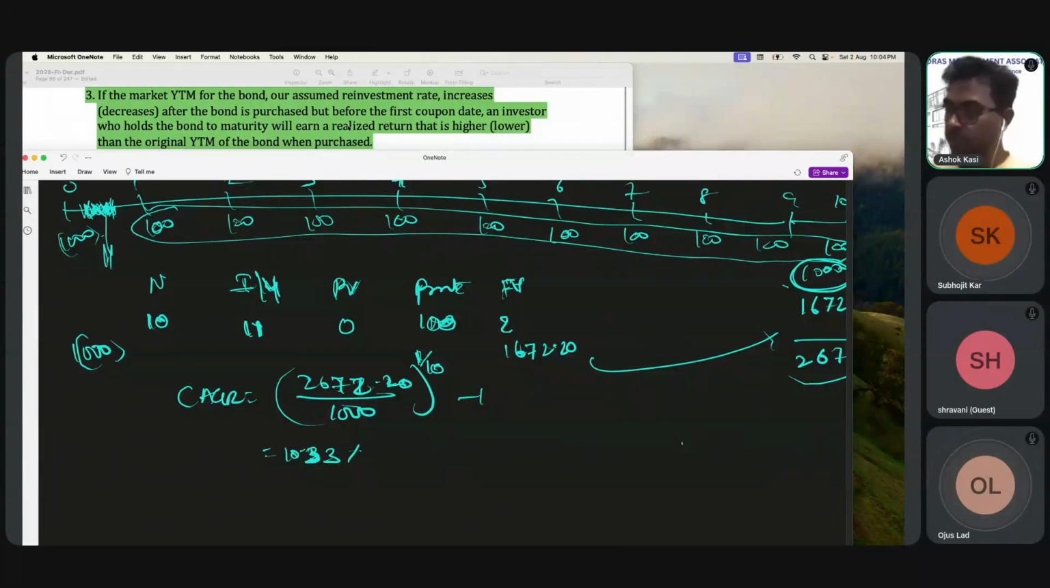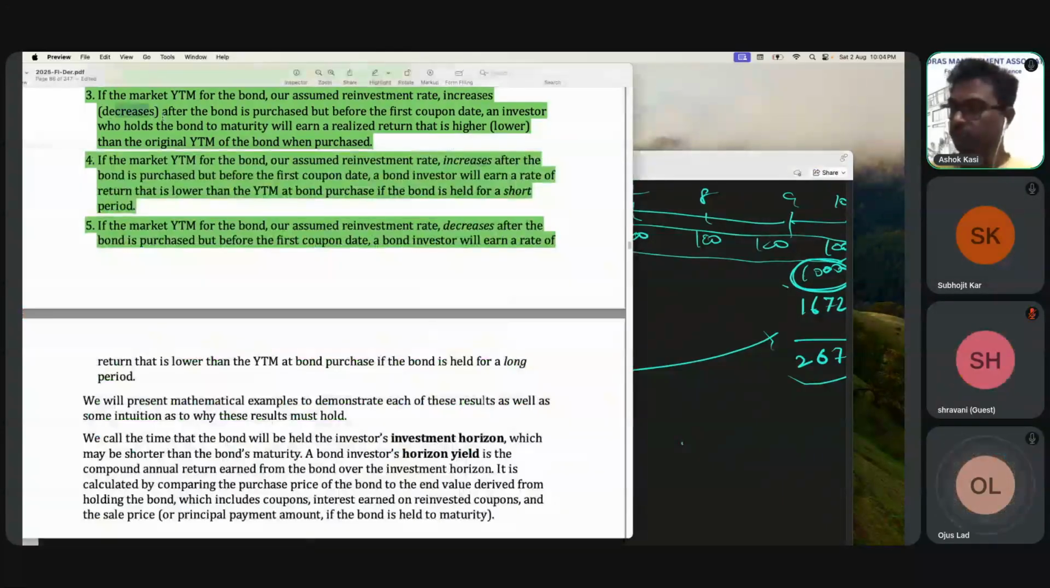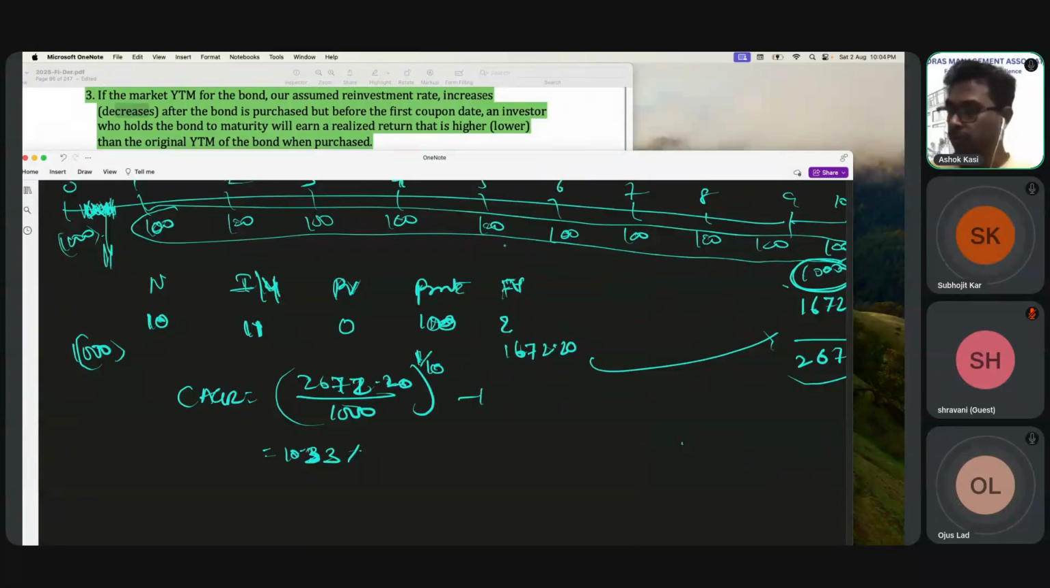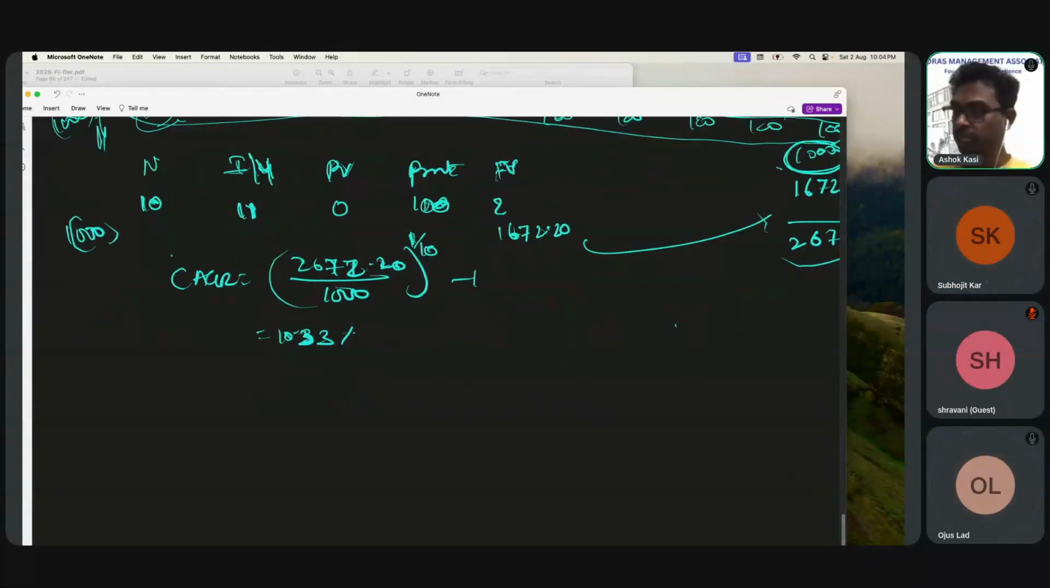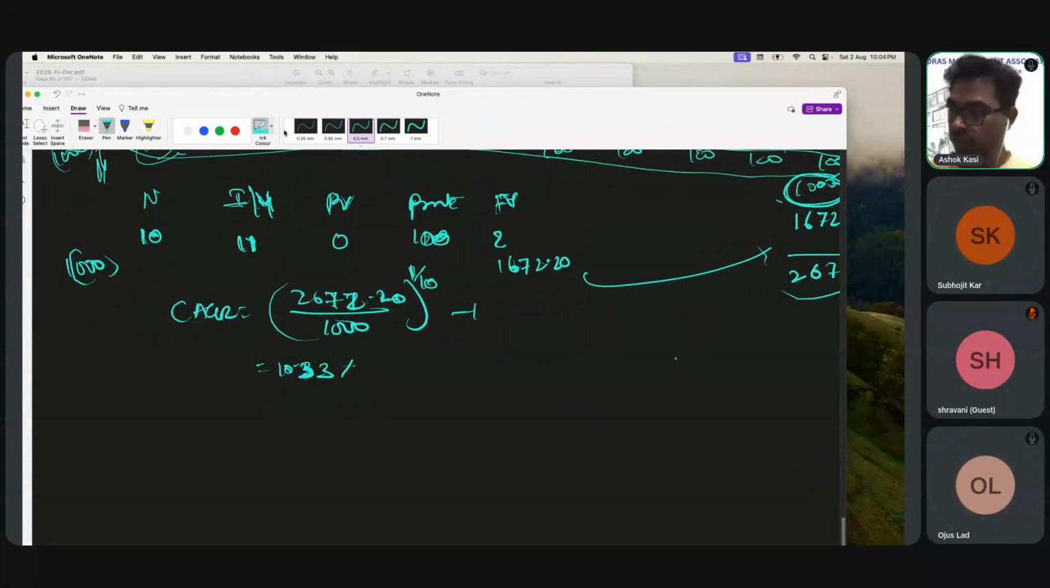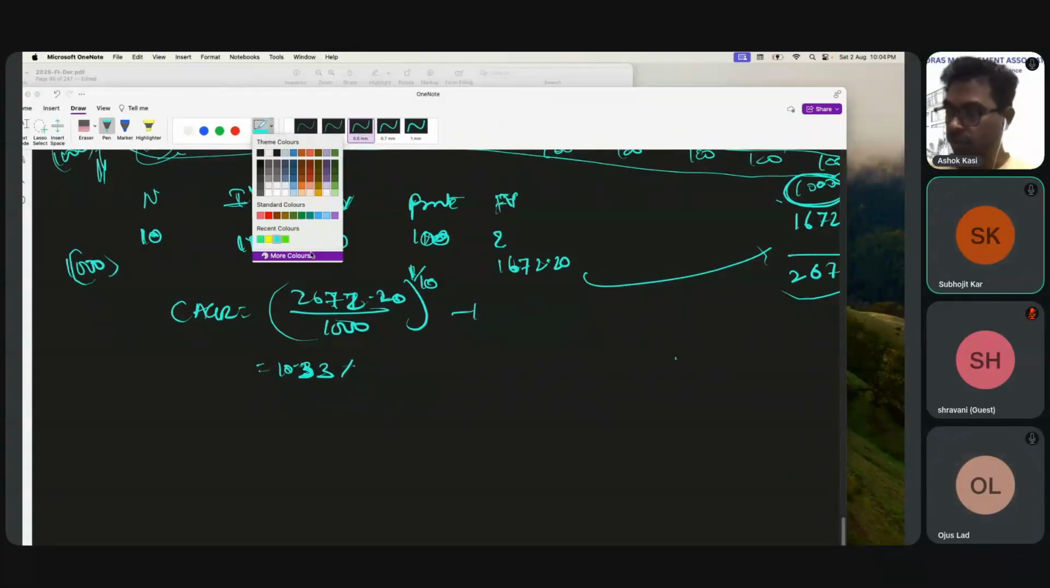Now similarly, if the interest rate comes down, then it will come down to lower. See, the logic is very simple. You are reinvesting continuously at a higher rate, 11 percent, so it is going up. Similarly, if you reinvest at the lower rate, then it will come down. So let's do another one where you are reinvesting at 9 percent. Then it will be less than 10 percent. So let's do that one now.